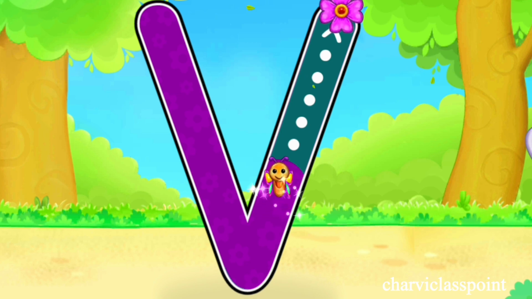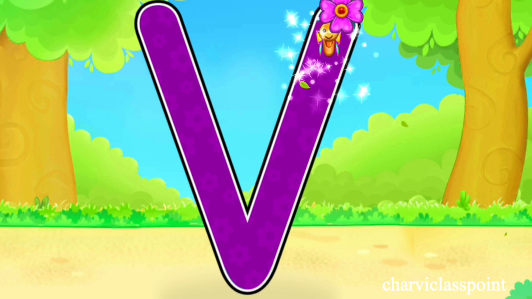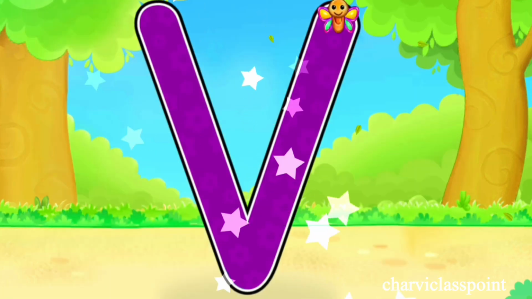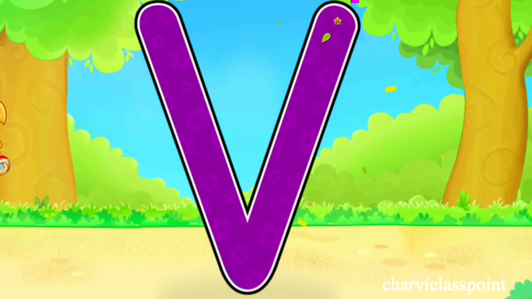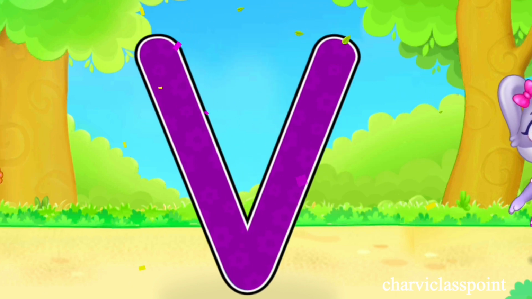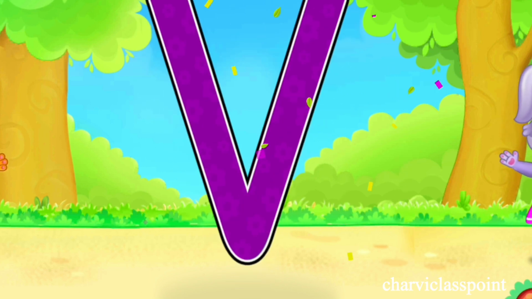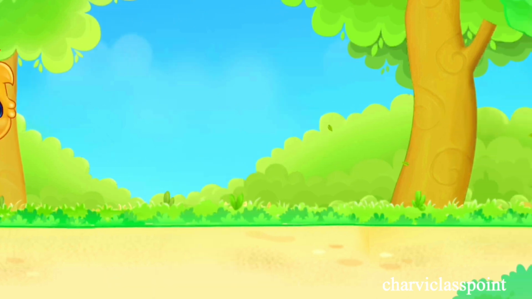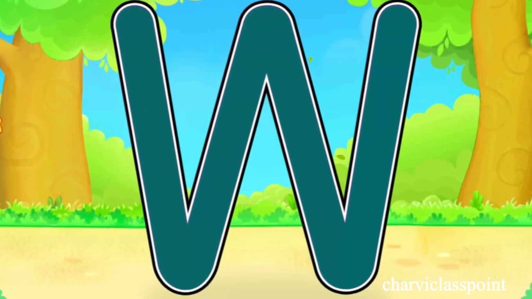Up to down. Down to up. We get letter V. Amazing. V for van. V for van. Next letter is W.